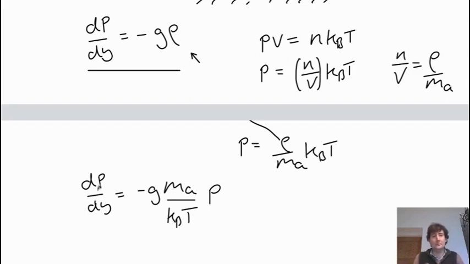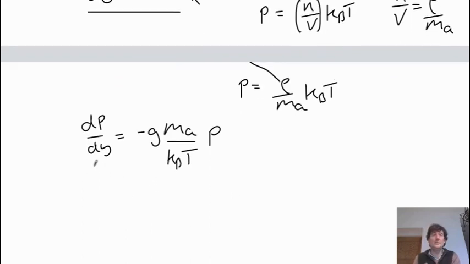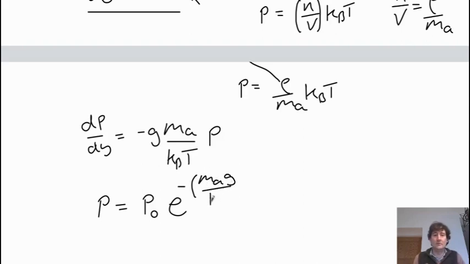And now we have an equation where dP by dy on the left hand side only depends on P and some constants: the average mass of particles in the fluid, the gravity, and the temperature of the fluid. And so we can integrate this all up, and we end up with a solution which is that P is P naught times an exponential, e to the minus m_A g over kBT times y, which is the height.